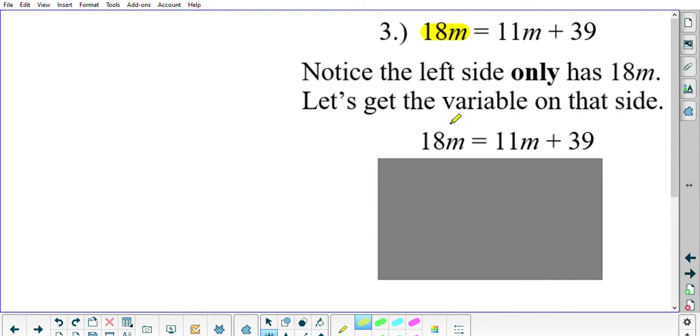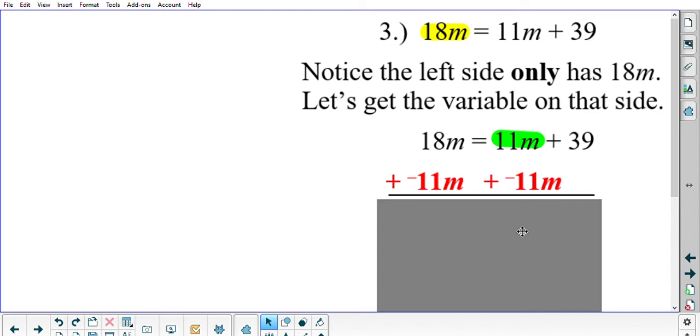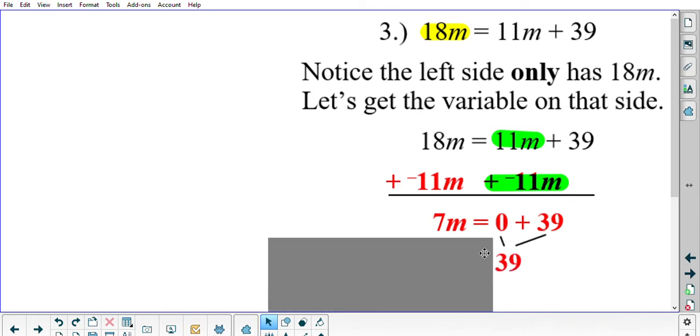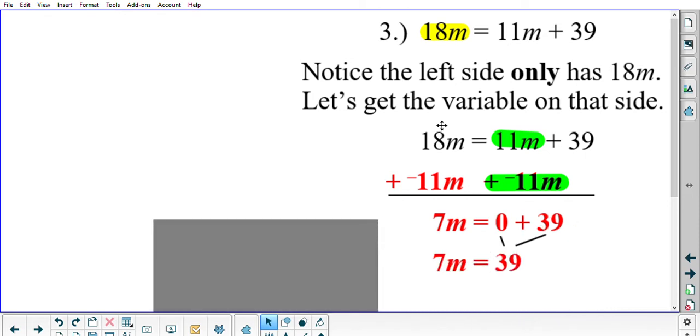Let's get the variable on the left side, and in order to do that, we need to get the variable away from the right side. So let's add the opposite of 11m, which would be to add by negative 11m. 11m plus negative 11m would give you 0m, which is really just 0. And then 0 plus 39 gives you 39. The left side, 18m plus negative 11m, would give you 7m.